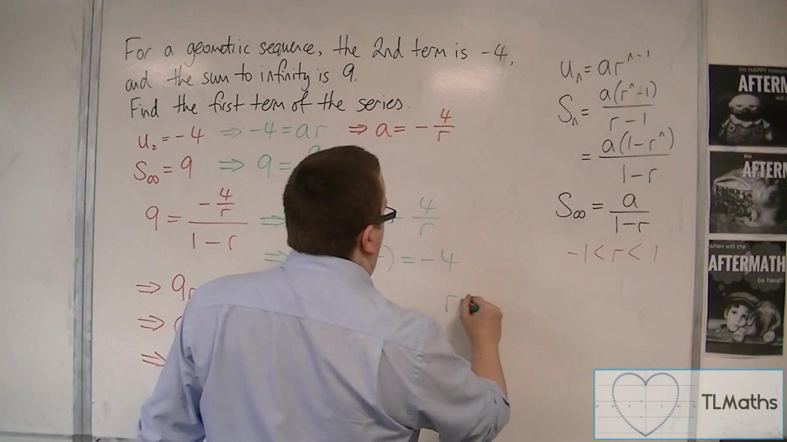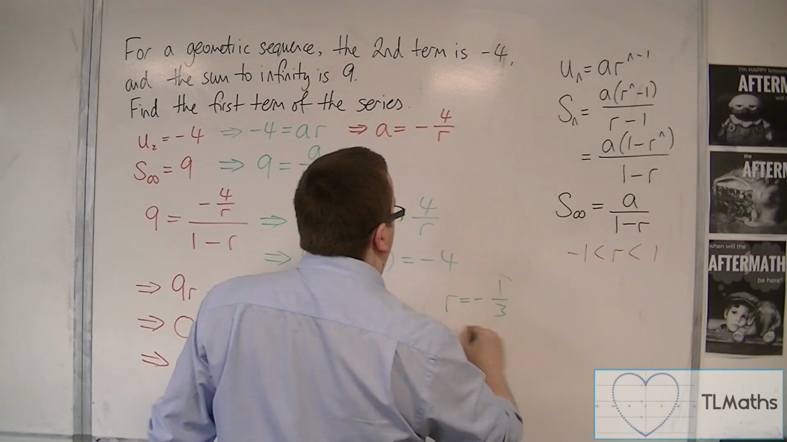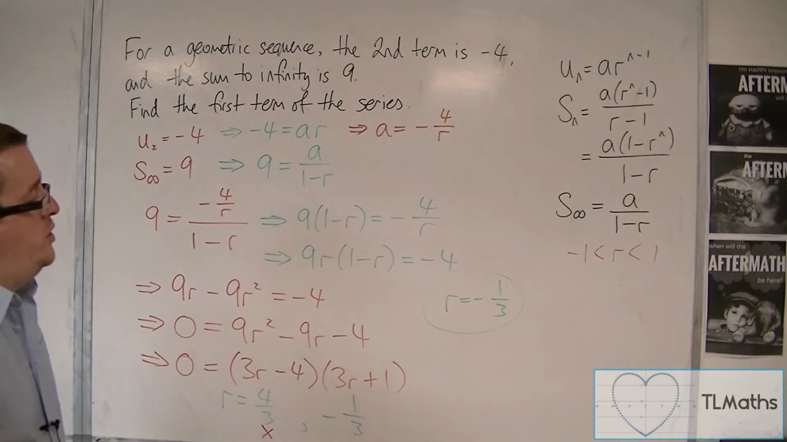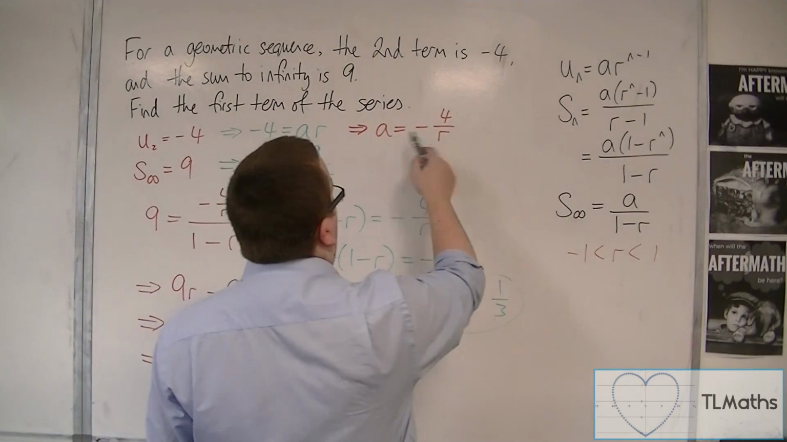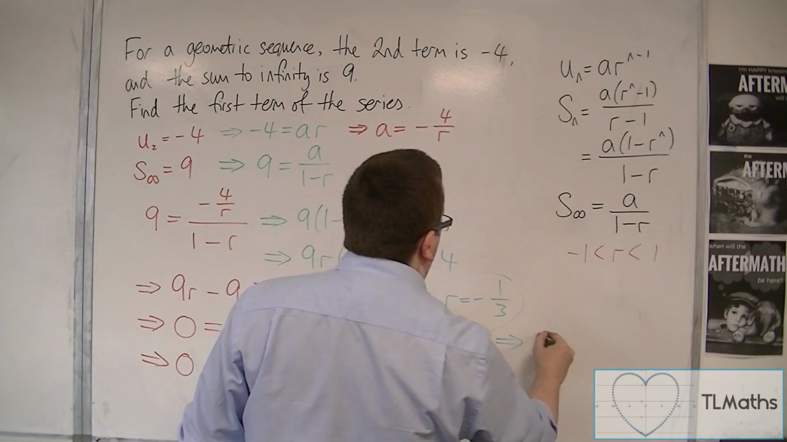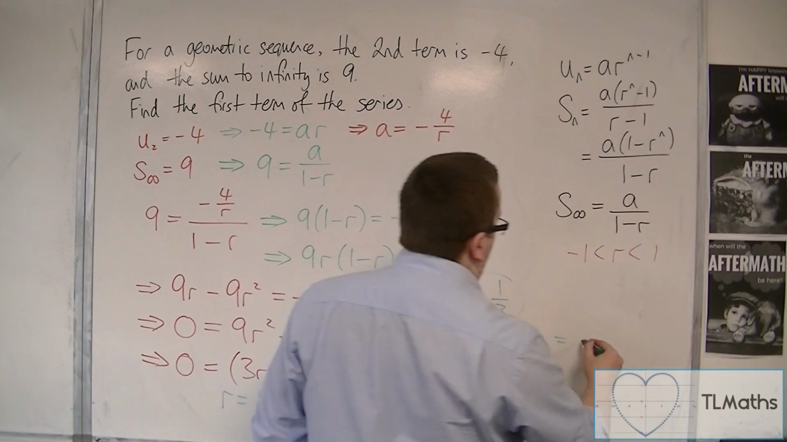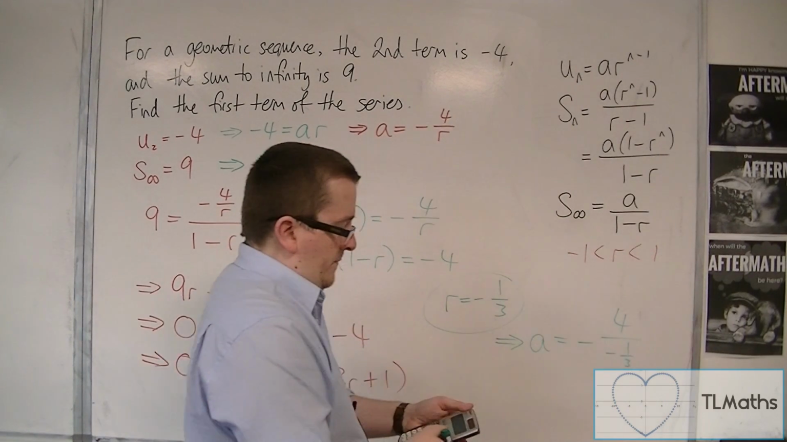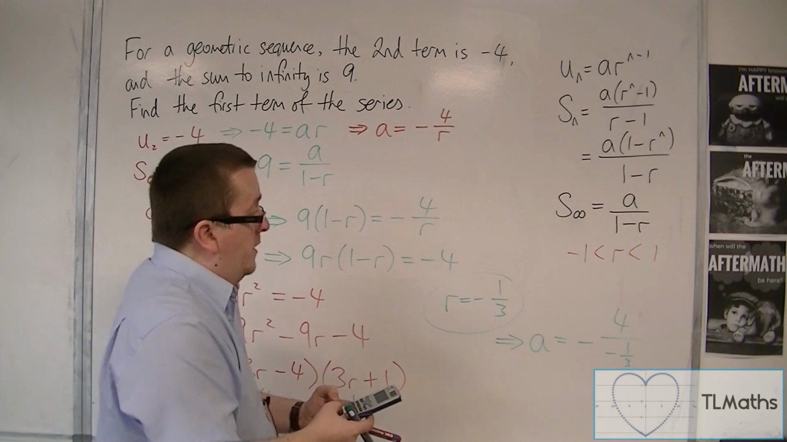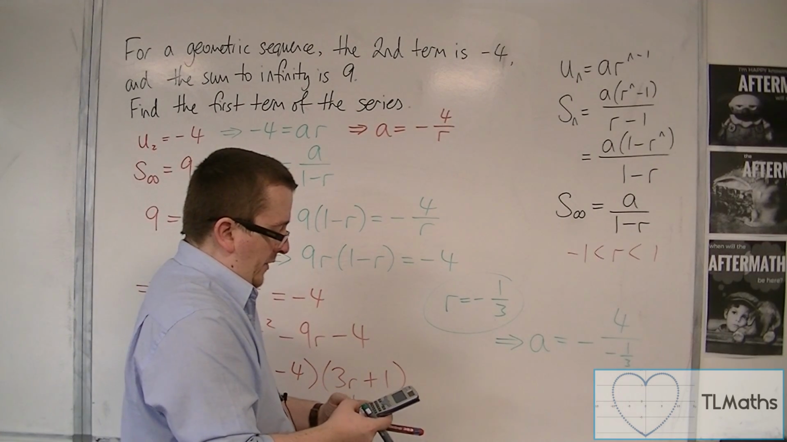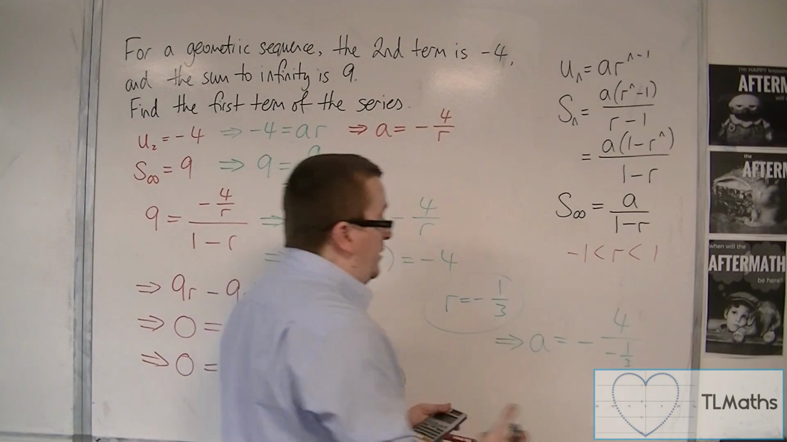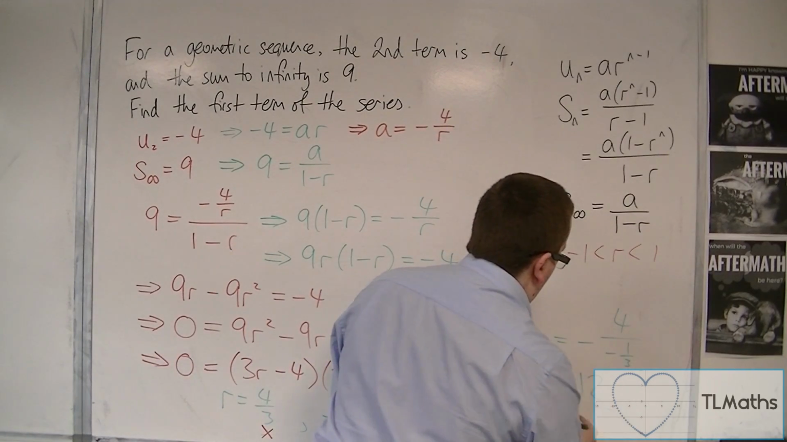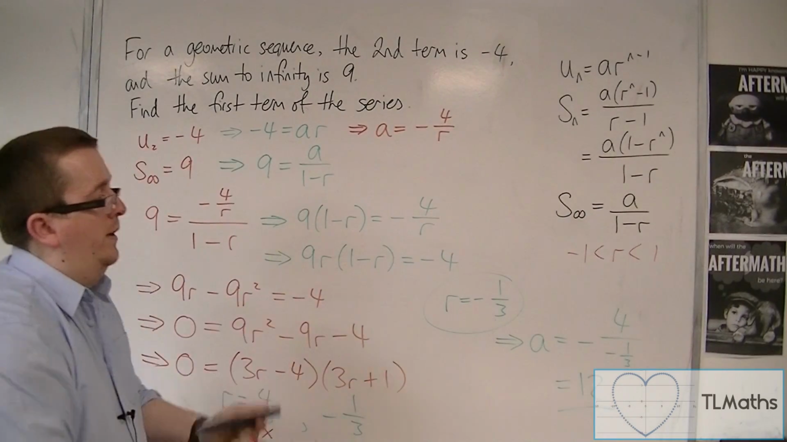So with R being -1/3, we can then substitute that into this equation here to find A. So A is equal to -4 over -1/3. Okay, so -4 divided by -1/3, and that gets me 12. So A has to be 12 in this case.